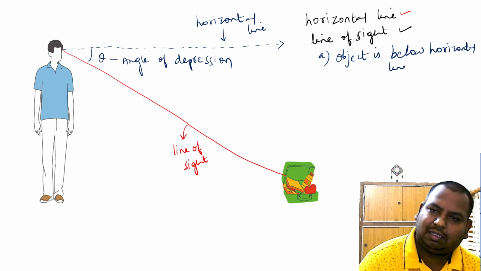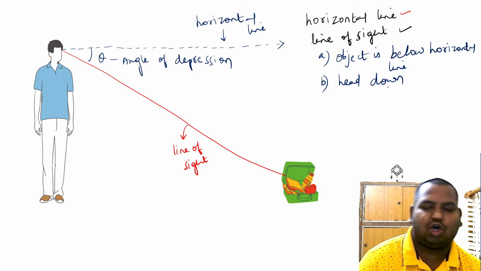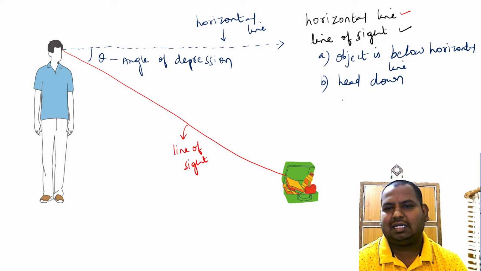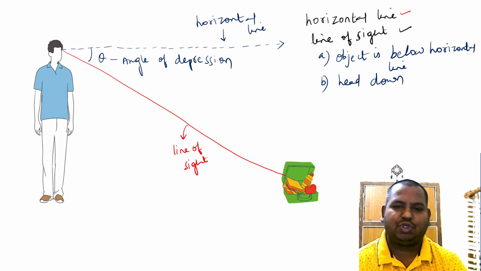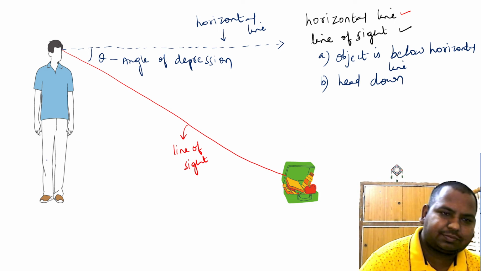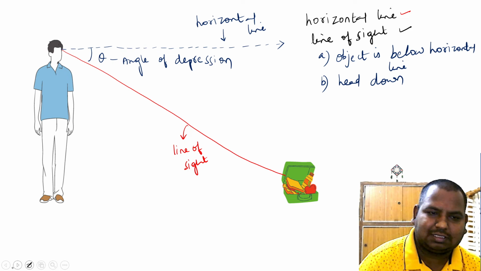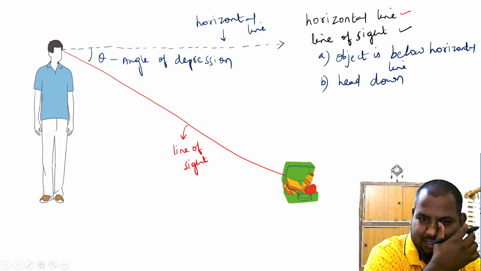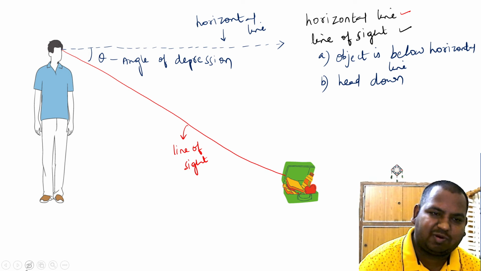And what is the second thing? The person needs to put his head down to view the object. The person's head should be down to view the object. Got it? Okay. Now let us see one more example to understand angle of depression perfectly.